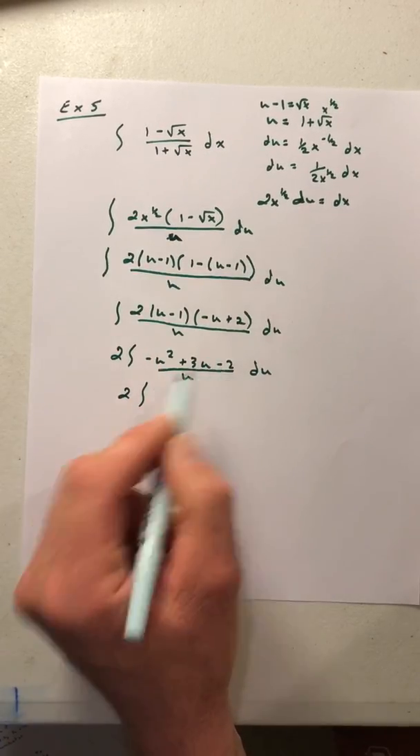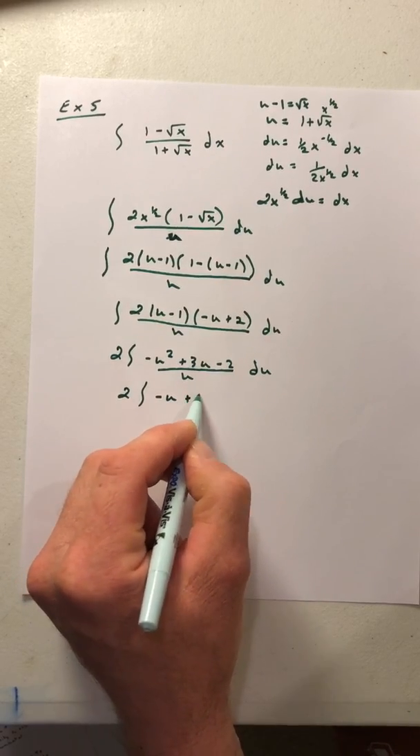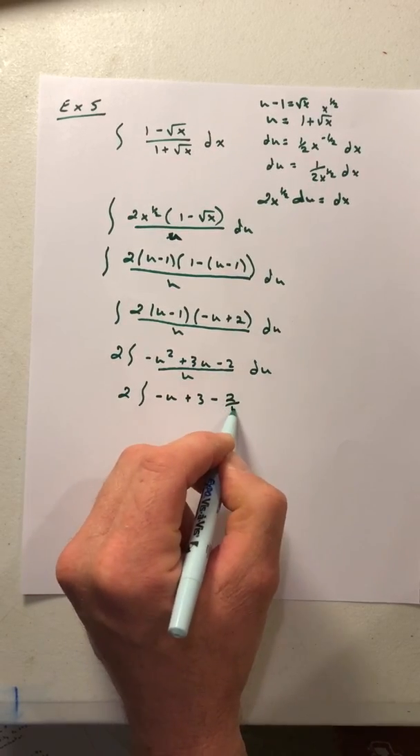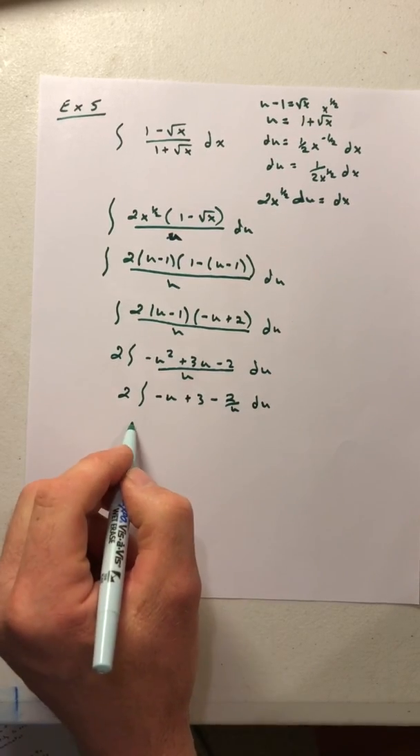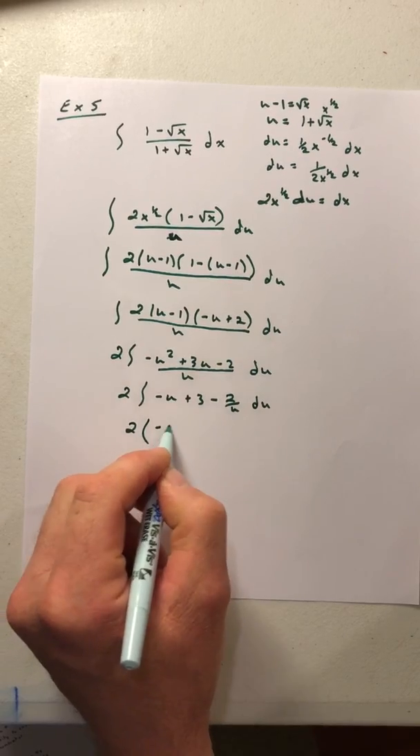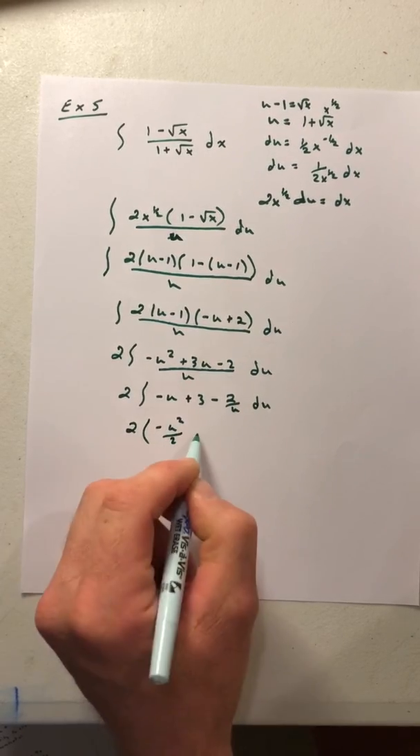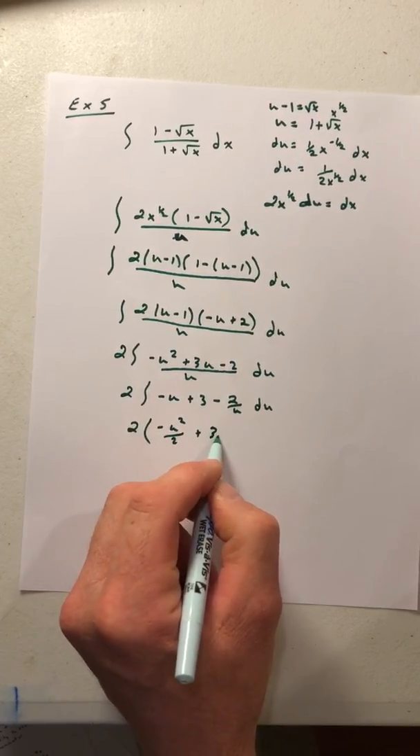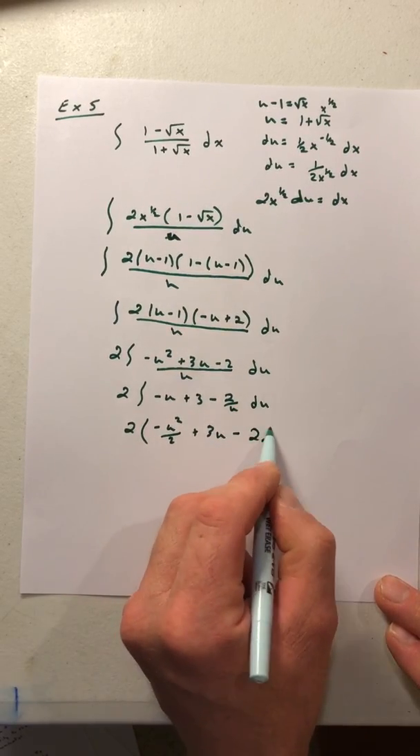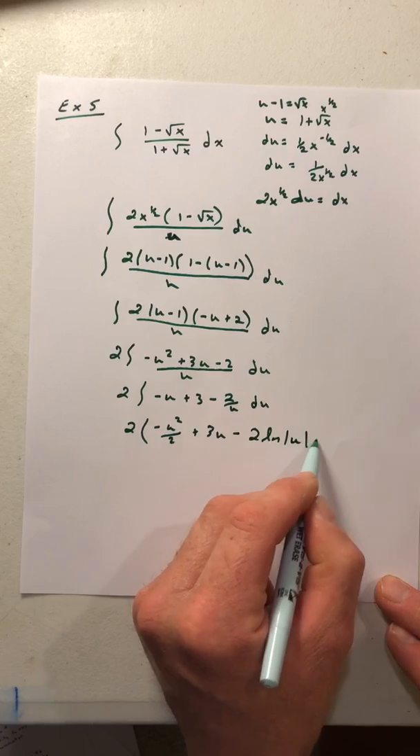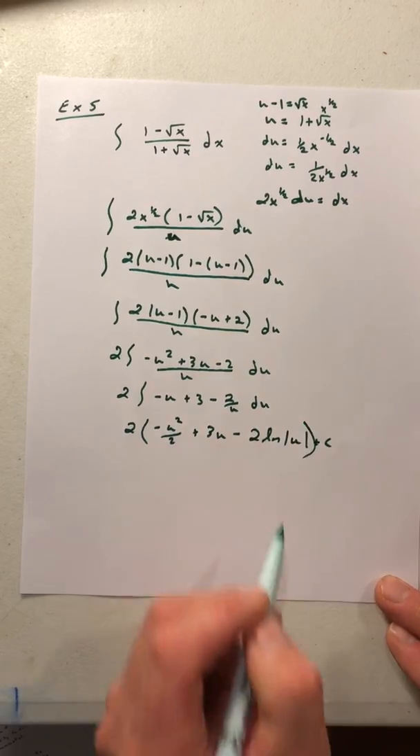We now break this up. We get a negative u plus 3 minus 2 over u du. Now we can go ahead and integrate. Integration of negative u is negative u squared over 2. Integration of 3 is 3u's. Minus the integration of 2 over u, which is 2 natural logs of the absolute value of u, plus c.